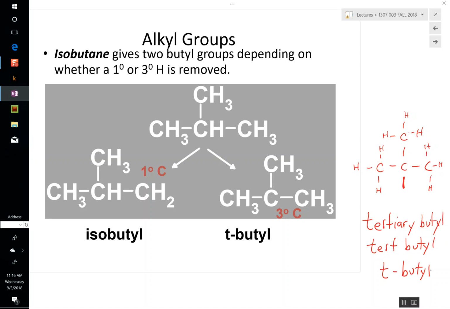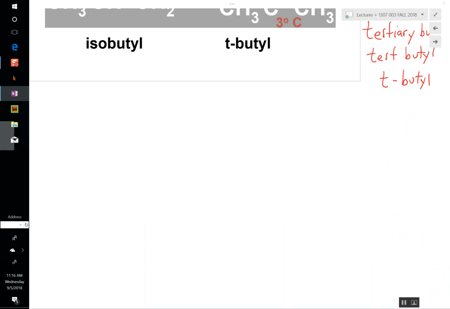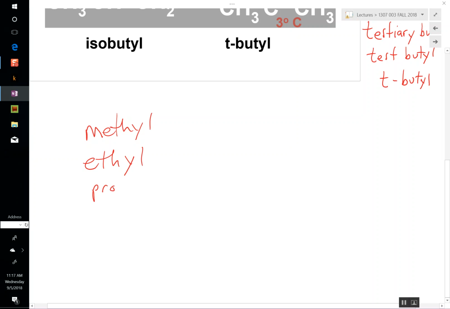So the 6 are methyl, ethyl, propyl, isopropyl, butyl, and tertiary butyl. Those are the 6 substituents you should be pretty comfortable with.